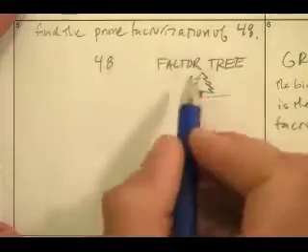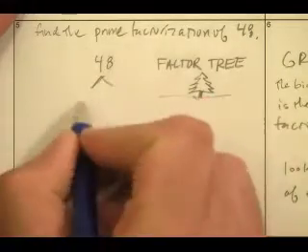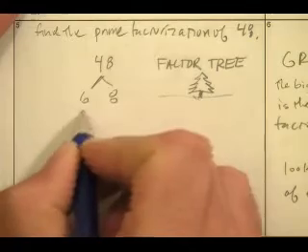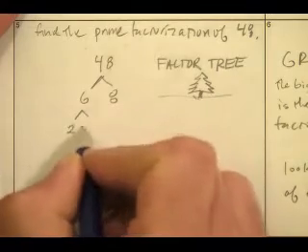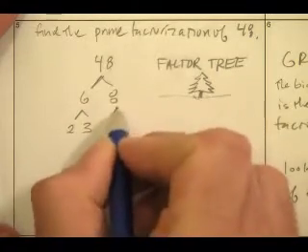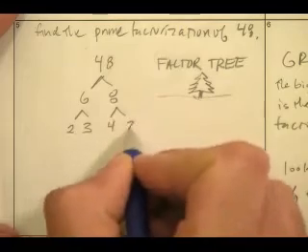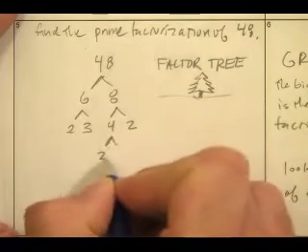We break it down. We use what we call a factor tree. 48 is 6 times 8. Very nice. I can break 6 down further to 2 times 3. I can break 8 down to a product, 4 times 2. Am I all done? Well, 4 goes down to 2 times 2.